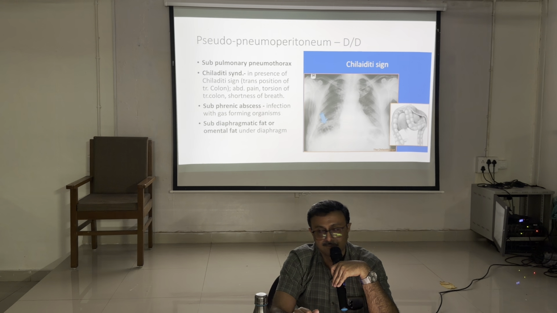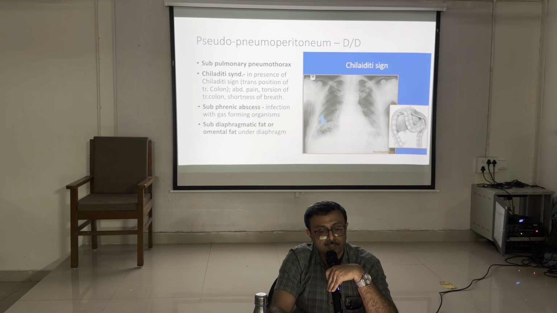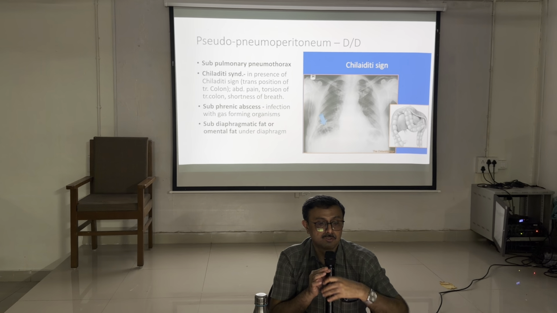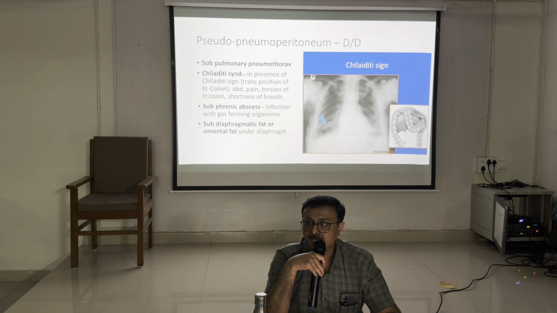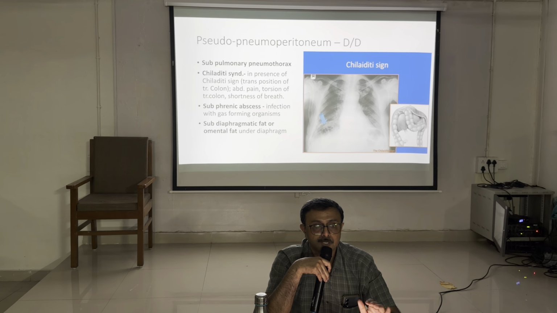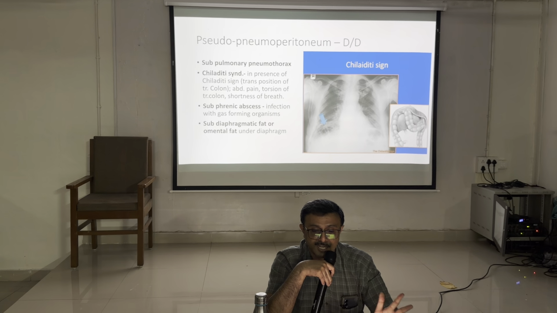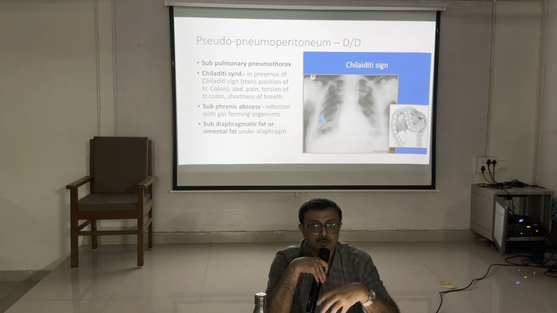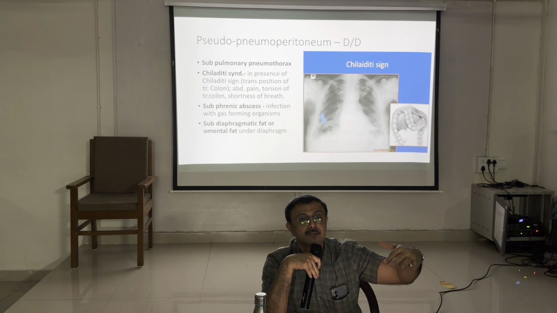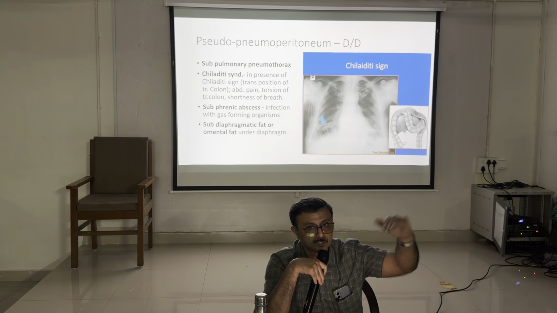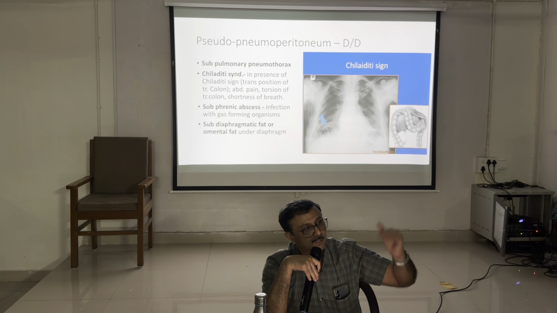Pseudo-pneumoperitoneum, that is the Chilaiditi sign. Okay, it is called pseudo-pneumoperitoneum. Subpulmonary pneumothorax is again pseudo-pneumoperitoneum. It is not pneumoperitoneum, but it looks like gas under the diaphragm. Then Chilaiditi syndrome, in the presence of Chilaiditi sign. What is Chilaiditi sign? Transposition of the transverse colon between the liver and the right diaphragm. The transverse colon slips and lies between the right diaphragm and the liver surface. So it is transposition of the transverse colon between the liver and the undersurface of the diaphragm.